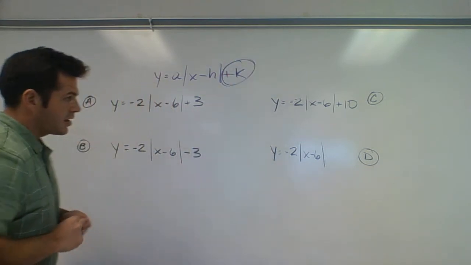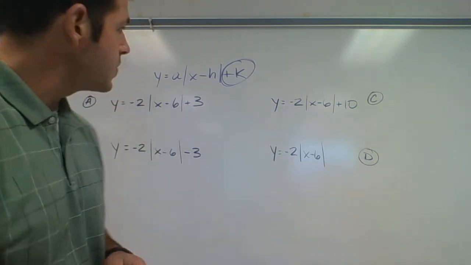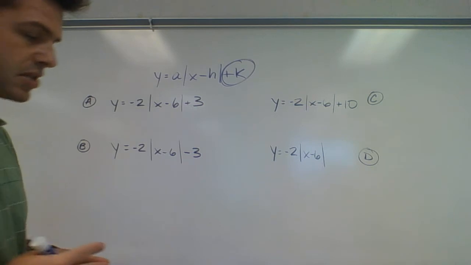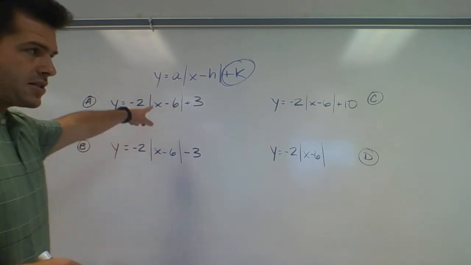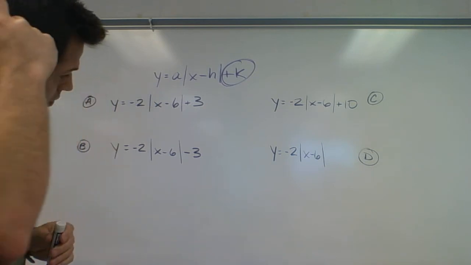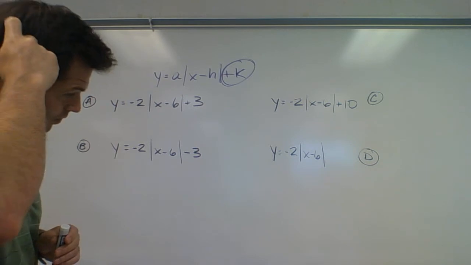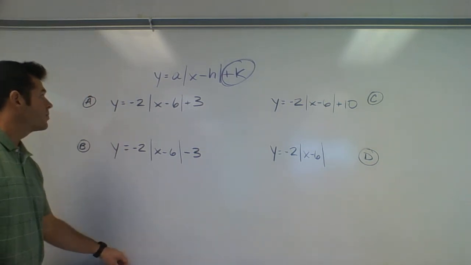So we're taking a look here at the letter K. And we need to take a look at our functions here. We can see that our A value is the same for all of these. We can see that our H value is the same for all of these. A value would be -2. H value would be +6. And we're going to look at how the K value would adjust our graph if everything else was the same. So how does the K value adjust our graph?